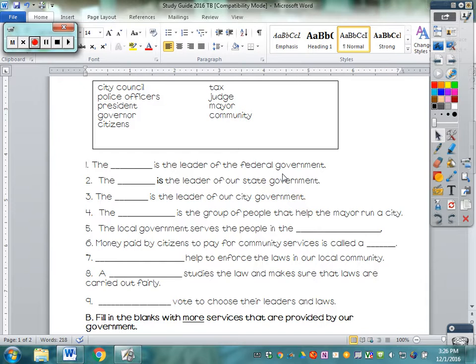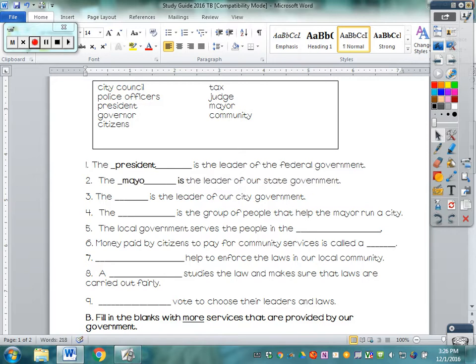So here we go. The blank is the leader of the federal government. You should have president. The blank is the leader of our state government. Mayor. Sorry. Ms. Russell's getting ahead of herself. The blank is the leader of our state government. That is the governor.